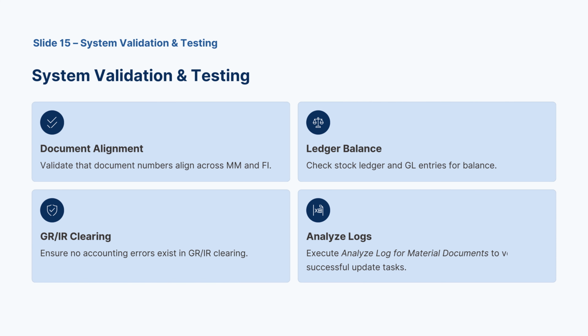System validation and testing. Always verify that document numbers match with entries in FI. Cross-check stock ledgers and general ledger balances to ensure reconciliation. Use Analyze Log for material documents to detect update errors. Before migrating configuration to production, run at least 5 end-to-end posting tests with different materials and vendors.